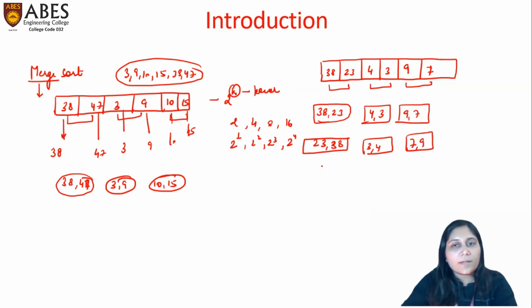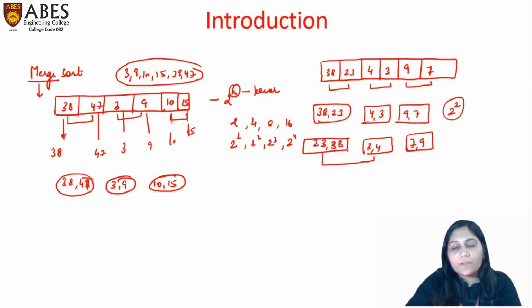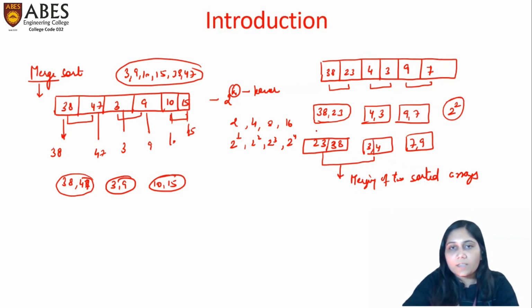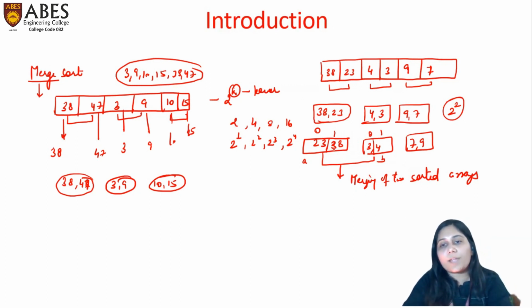Now what we are expecting is that we have to combine these, because we have to do it in powers of 2, 2 raised to the power 2. So what will happen if you keep on combining them? Here we will be doing merging of two sorted arrays. Now you can see how to do the merging of two sorted arrays. These are two arrays with indices 0, 1, 0, 1. If I consider this as A and this as B, we have two arrays which are already sorted, but now we have to merge them together.